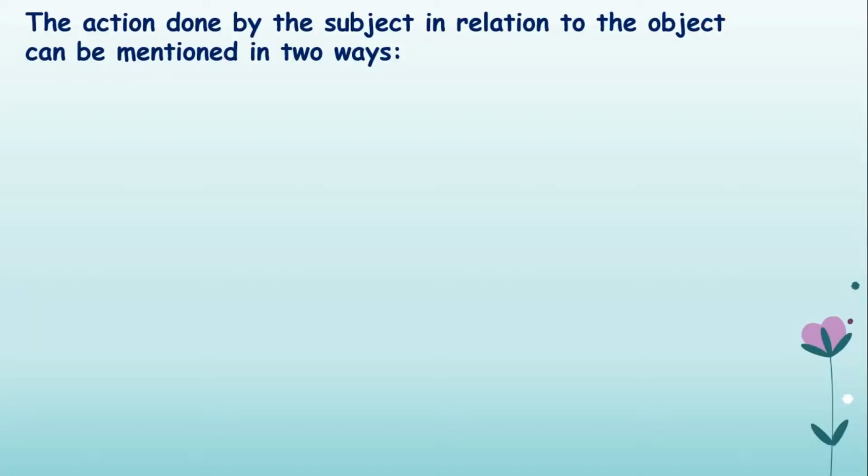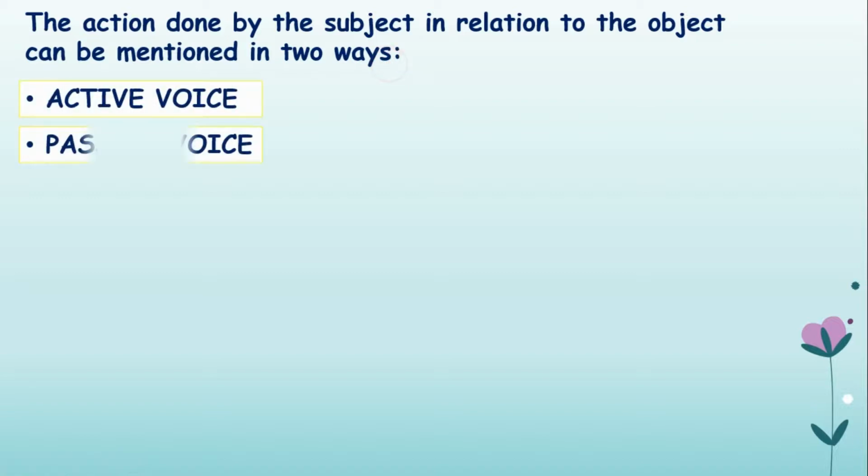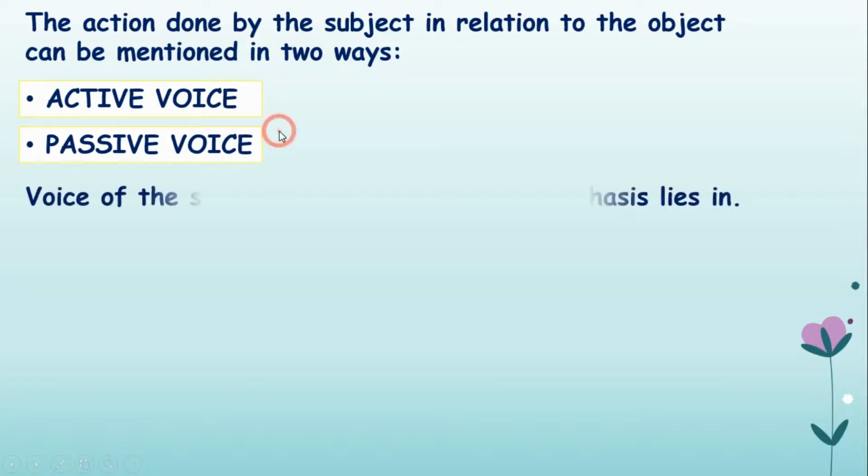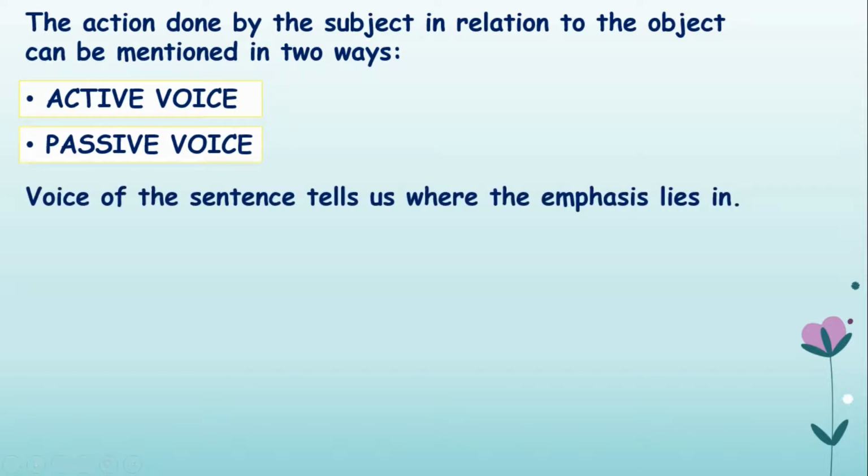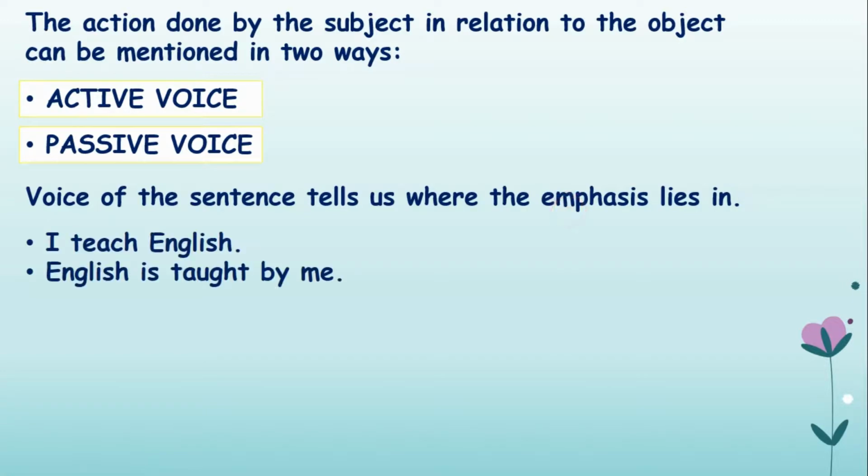Okay, the action done by the subject in relation to the object can be mentioned in two ways. They are active voice and passive voice. Okay, so the action done by the subject in relation to the object can be mentioned either in active voice or in passive voice. Voice of the sentence tells us where the emphasis, the focus, lies.